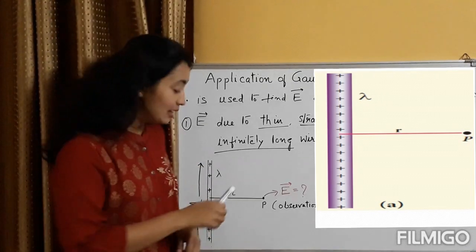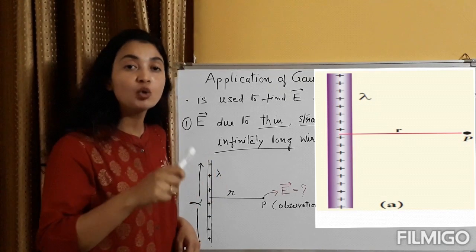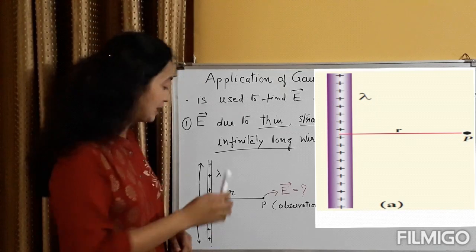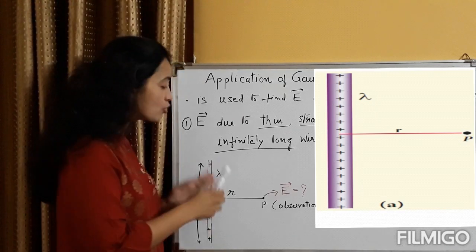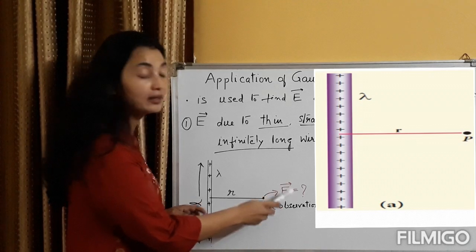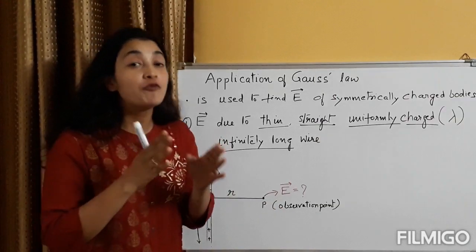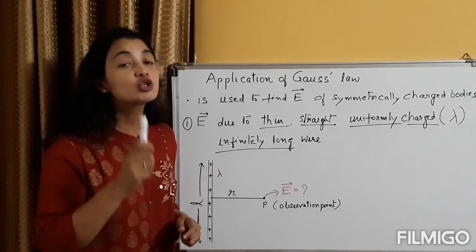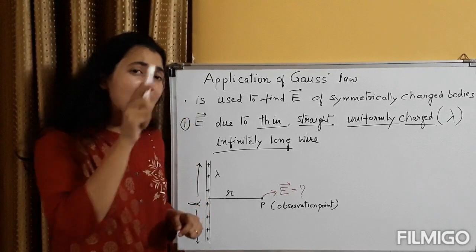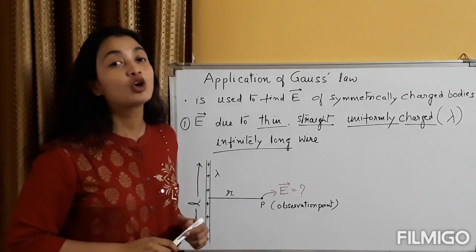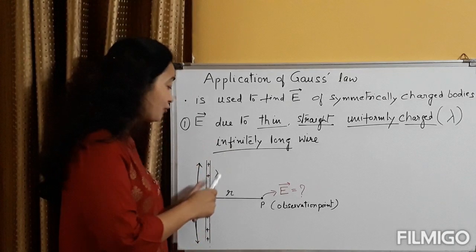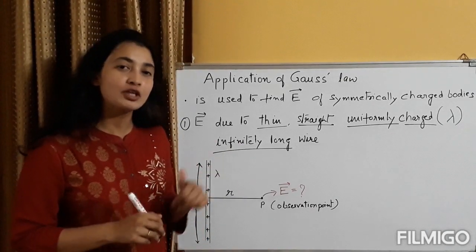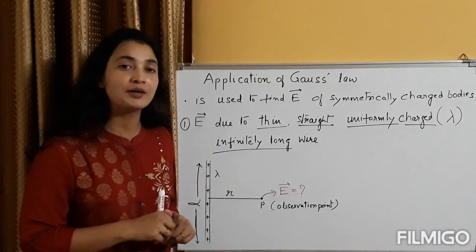What is lambda? Lambda is the charge per unit length. You call it uniformly charged, and this is called charge density, charge per unit length. Now how to find the electric field? You know what is the first step in applying Gauss theorem? Correct. We have to choose a Gaussian surface. So the question is, what should be the suitable Gaussian surface chosen so that we can conveniently apply Gauss theorem here? Let's look at what can be the suitable Gaussian surface.